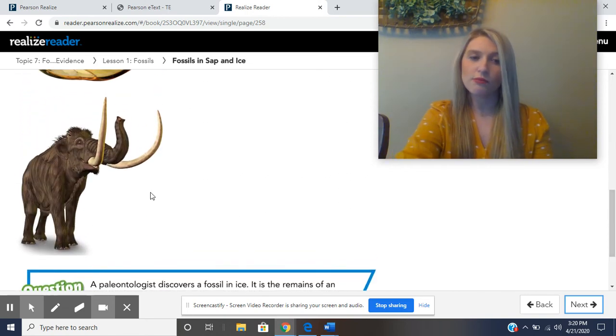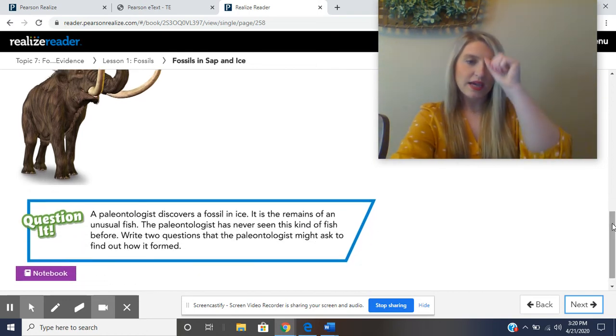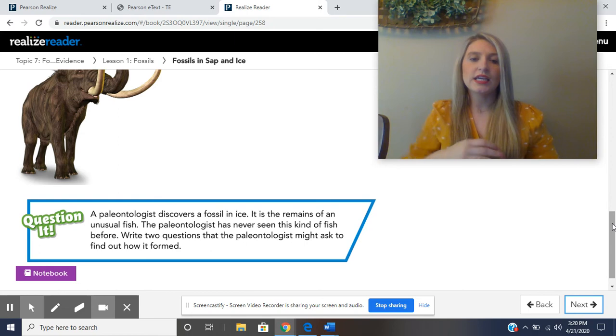And this is the woolly mammoth that it was talking about there. And then the question here says, a paleontologist discovers a fossil in ice.